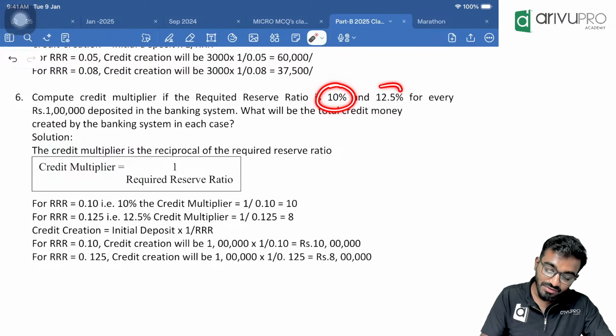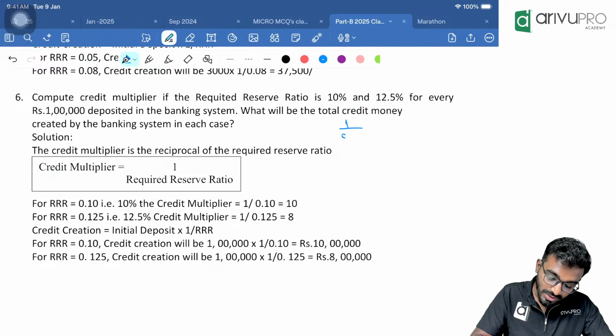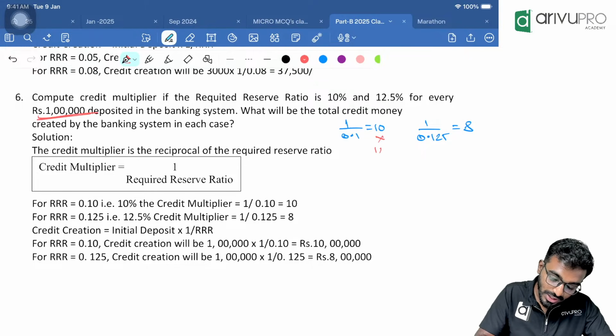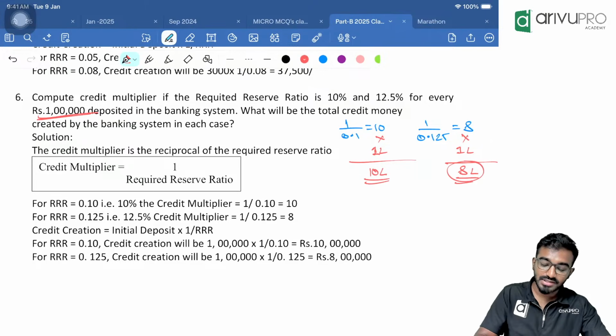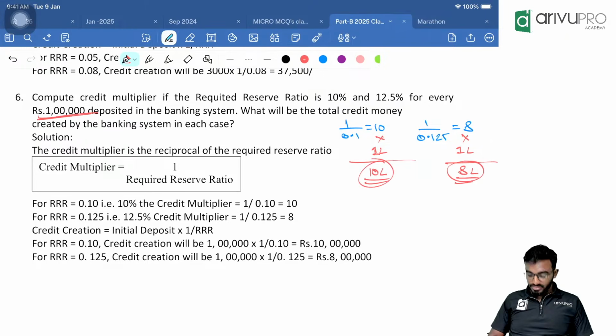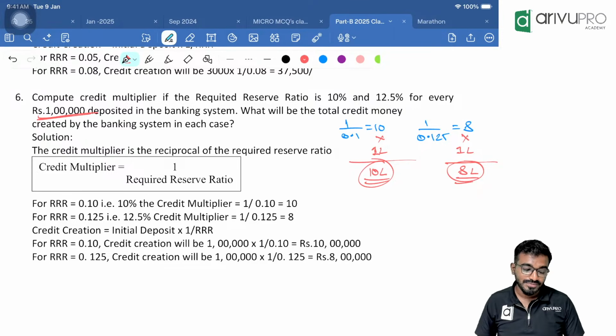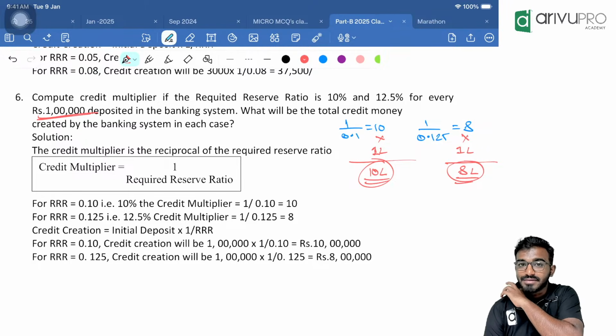Now first take 1 divided by RRR for both of these. 1 by 0.1 and 1 by 0.125. This will be 10 times, and this will be 8 times. So multiply that with the initial deposit of 1 lakh. This will become 10 lakh, and this will become 8 lakh. That's it. This is the concept of credit multiplier. By this, unit number 2 also comes to an end. This is unit 2. Clear?